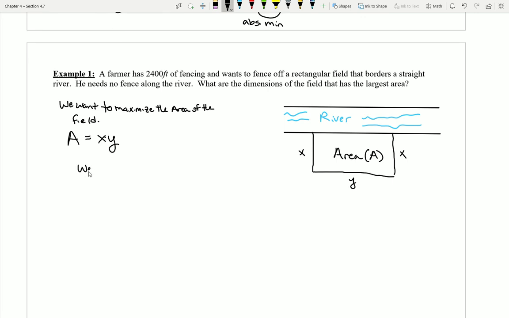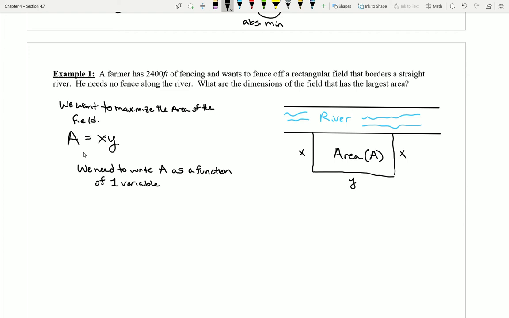So I'll say we need to write A as a function of one variable. So what I need to do is figure out what y could possibly be the same as, so that I could get rid of it and update this equation here and work with it only with x's.